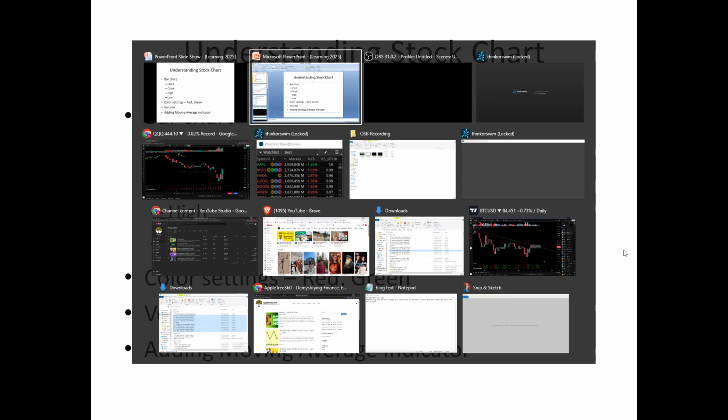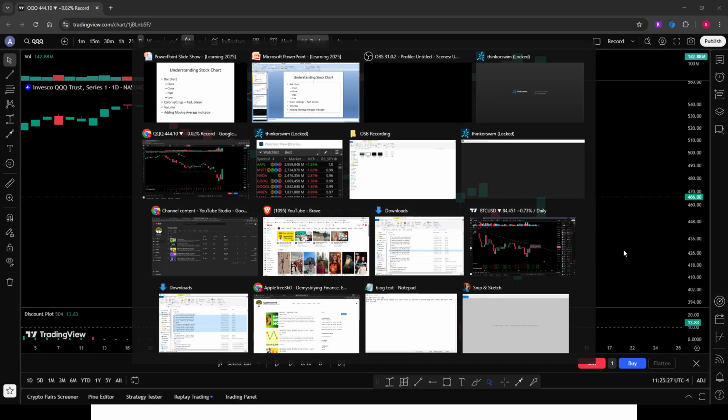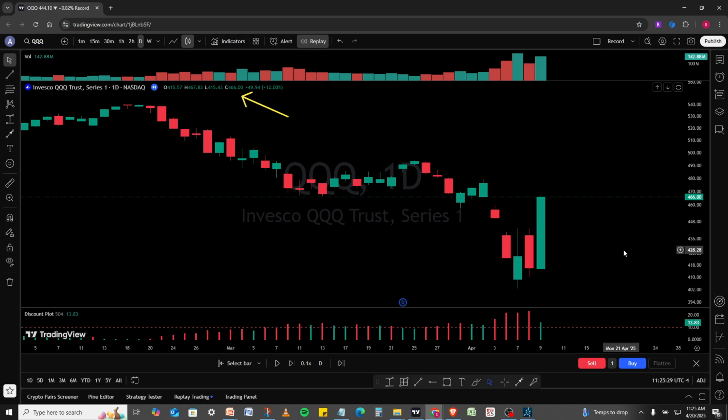And for example purposes, we will use a QQQ chart, which is an index ETF, a NASDAQ ETF. And here I have marked a yellow arrow to show the details of what O, H, L, and C are. O stands for open, H stands for high, L stands for low, and C stands for close.